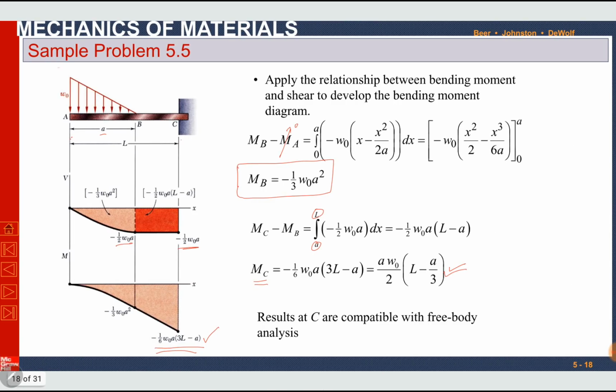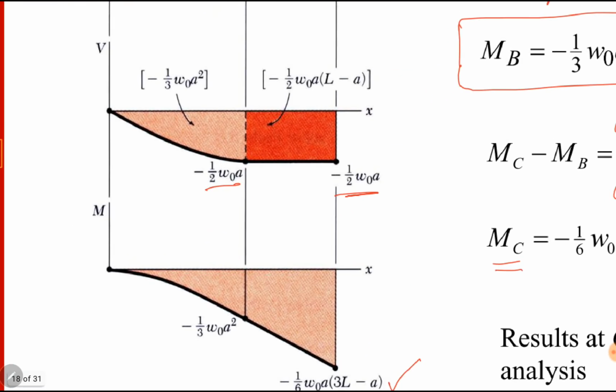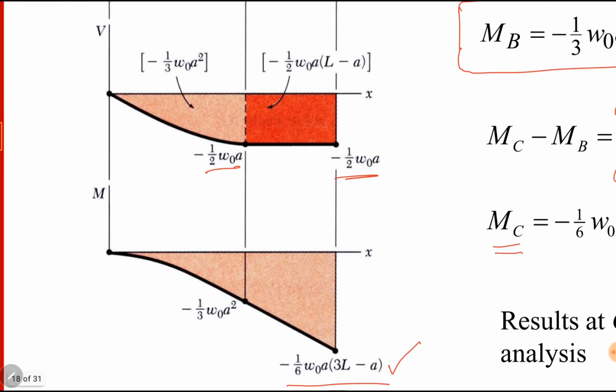So they are compatible. One more thing, the shear force diagram between A and B has a decreasing slope. The slope is decreasing, so the bending moment diagram is clockwise. And then the shear force is constant between B and C, so it is linear here. The bending moment diagram is linear.